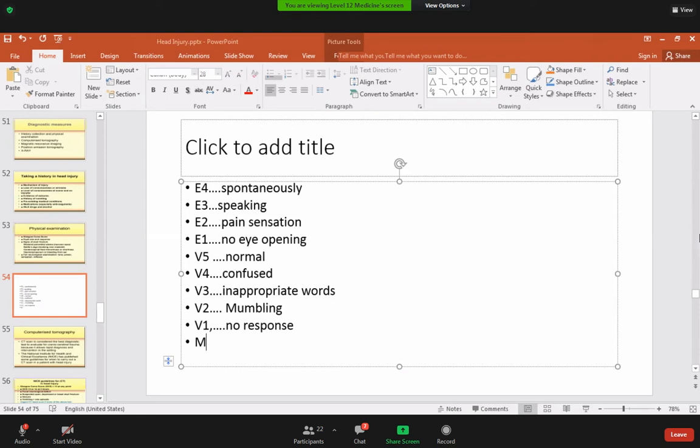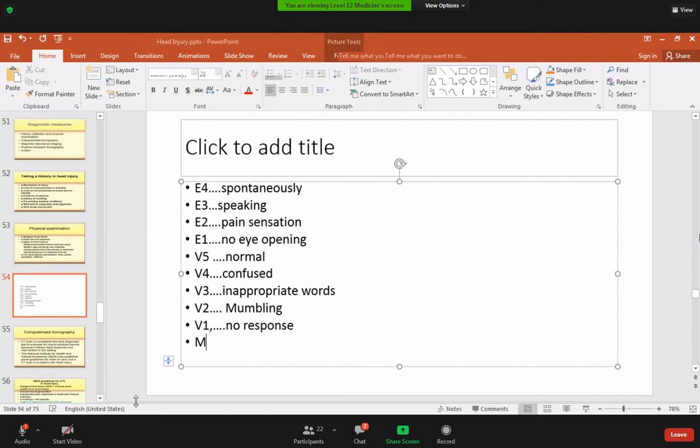So even M5 is not 100% okay. M5 is localizing the pain. It is not 100%. 100% is when you tell the patient to raise his hand or do anything, and he does it. This is M6. Then M4: you are giving him a pain sensation, and instead of localizing, he takes his hand away, trying to get away from that place. This is M4.